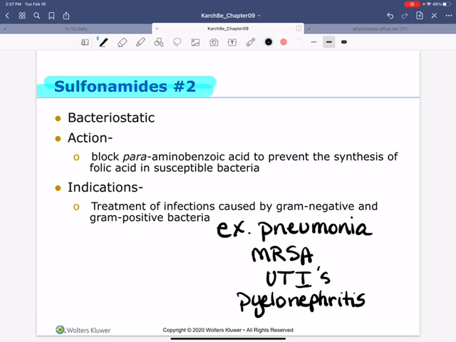There are a lot of drugs with sulfa in them, like your thiazide diuretics, which you're going to learn about, and sulfasalazine for rheumatoid arthritis or joint aches and pains. Bactrim is indicated for pneumonia, MRSA, UTIs, and pyelonephritis, so it is a broad spectrum antibiotic. Okay, I'm going to move on here.